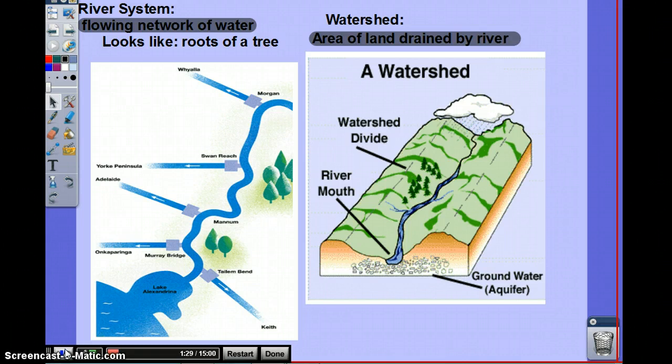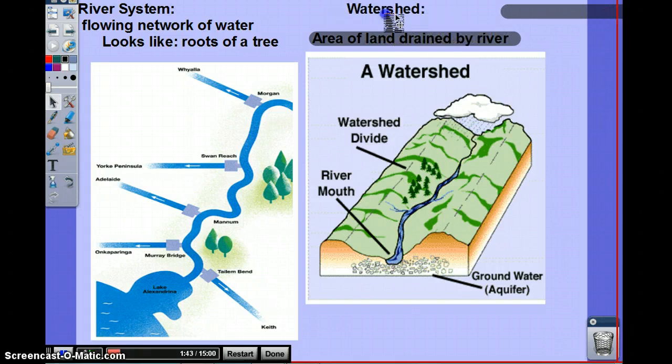So river systems. If you look here, a river is obviously flowing water, but it looks like it has roots popping out, because when a river flows, it angles out into different areas, and it forms ponds and lakes. So it kind of looks like roots of a tree. A watershed is an area of land that's drained by a river, and underneath is aquifers, which is the next thing we're going to talk about.